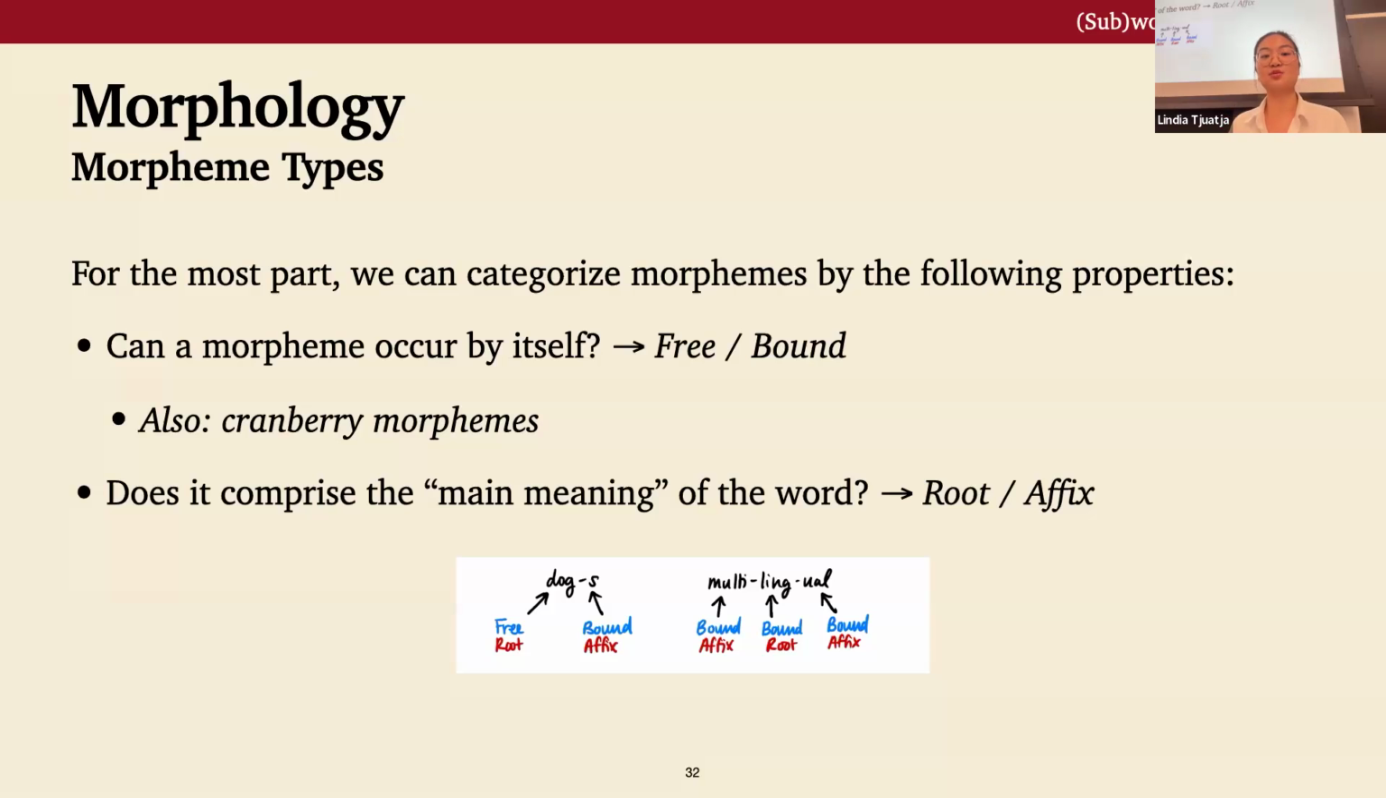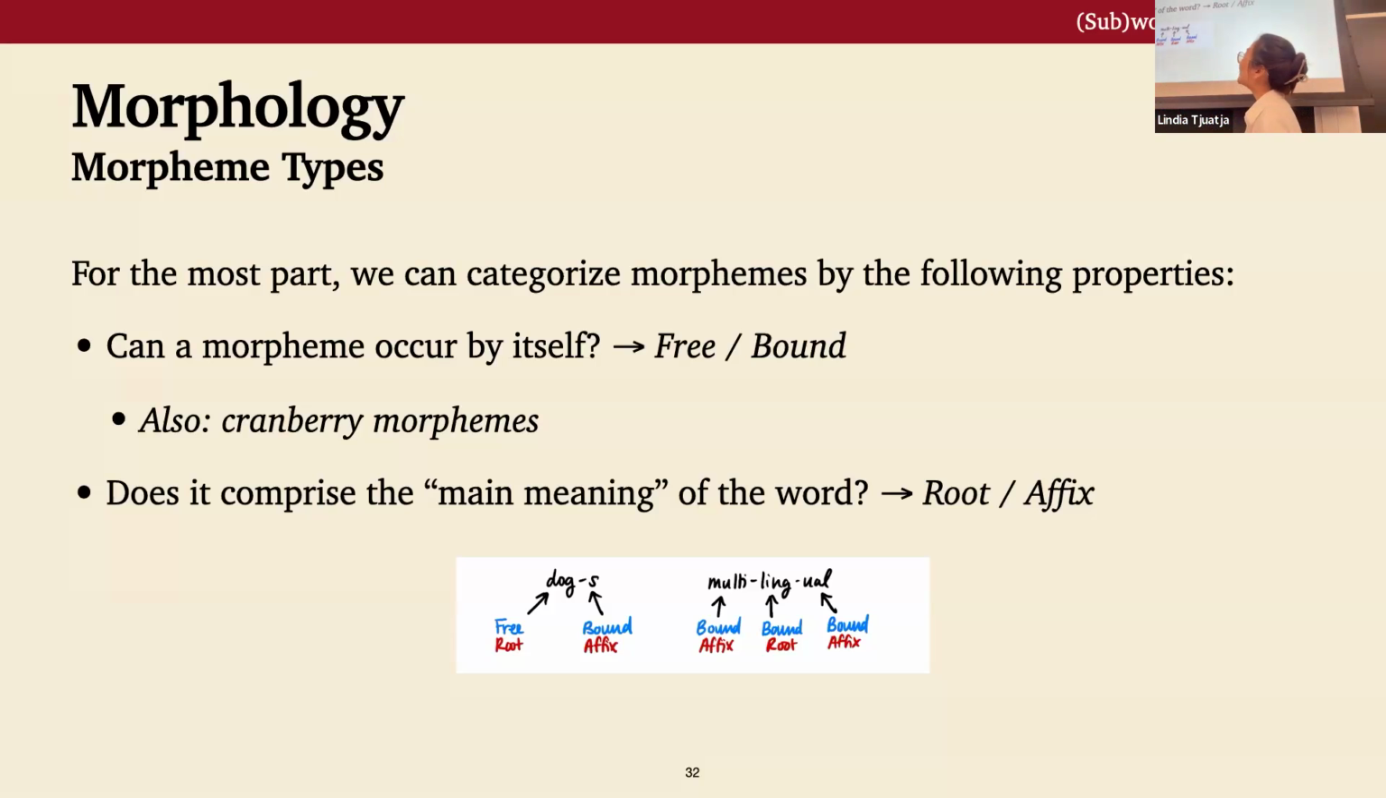Another thing we can ask is whether or not it comprises the main meaning of the word. If it does, it's the root. If it's not, it's an affix. So in dogs, the affix on its own just indicates that it's a plural, but not really of what. So the main meaning is with dog.